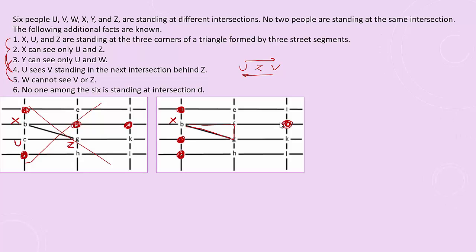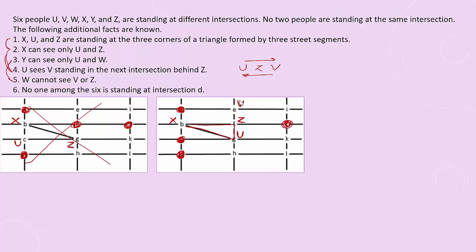Now it should be U Z V, right? So there are two possibilities. Either I'll move U Z V in this format, or else, so let's take one thing, I'll keep U here for the time being, Z here for the time being, and V here for the time being, right? So this is one of the conditions. Now according to this, I'll check the next one. Y can see only U and W.